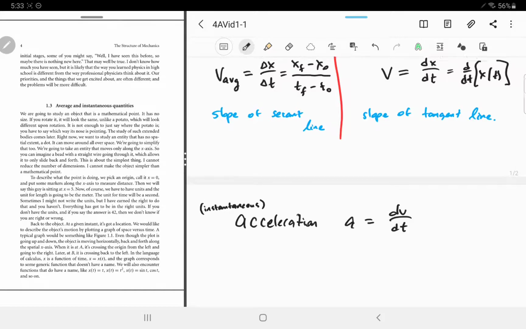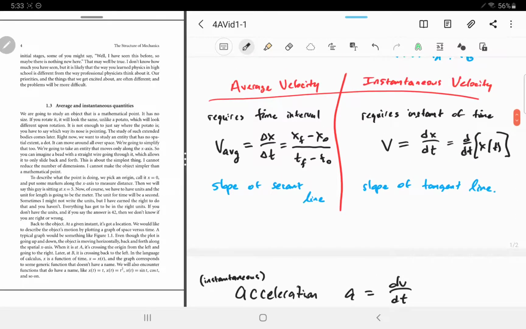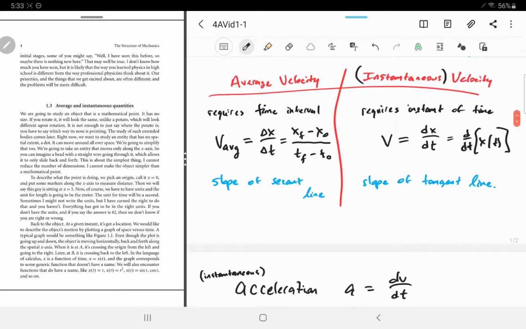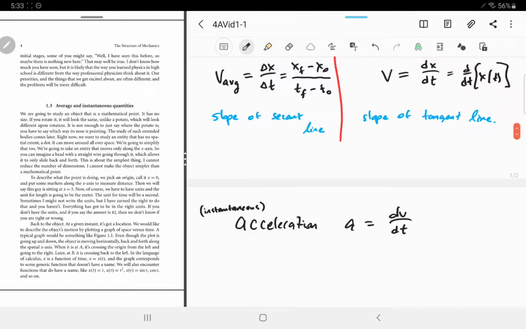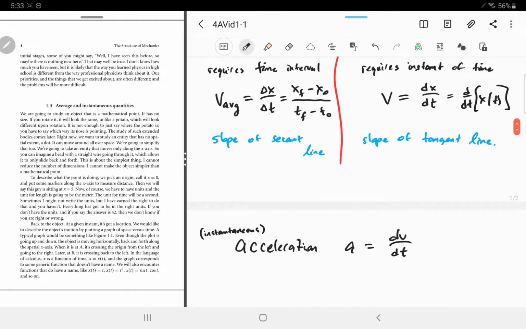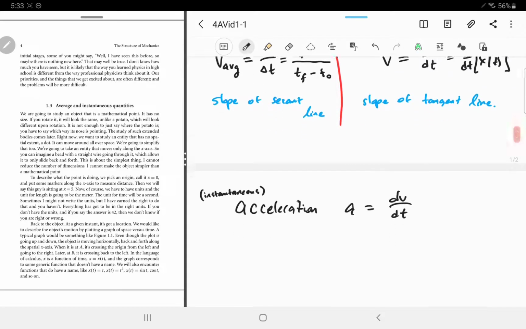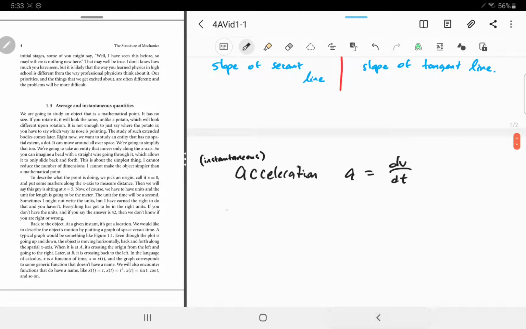Notice I put instantaneous in parentheses because if we just say the word acceleration, we mean the instantaneous value. So if someone ever says velocity, they mean instantaneous velocity. If they mean average velocity, they really have to say both those words, average velocity. The instantaneous acceleration is defined pretty similarly to how velocity is defined from position. So there's instantaneous acceleration, and then there's average acceleration.